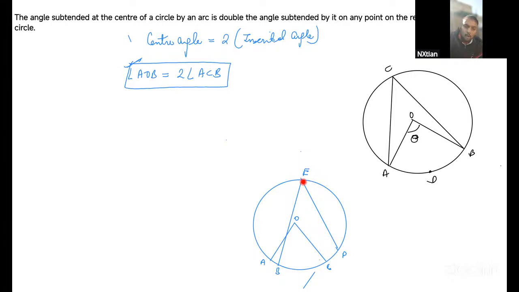Then did you understand? No. Okay. The same arc or same chord should be there. Then only this angle is applicable. This theorem is applicable. Understood, guys? Yes or no?